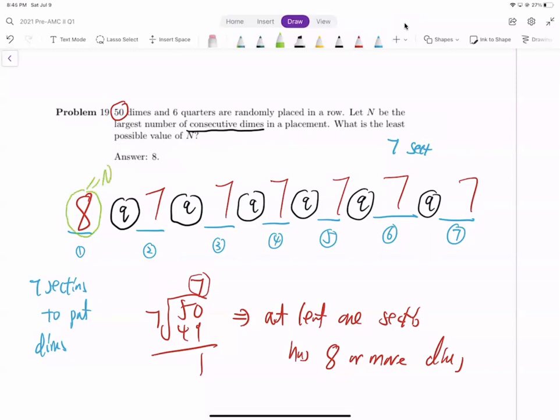So this is the longest consecutive run of dimes, which is 8. You cannot go below 8, because regardless of how you do it, you will always find one section that has 8 or more consecutive dimes. So the answer is 8.